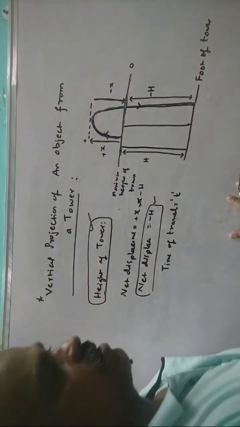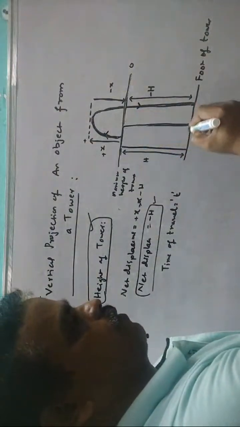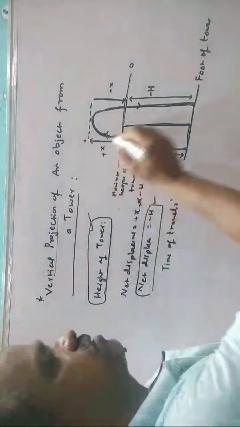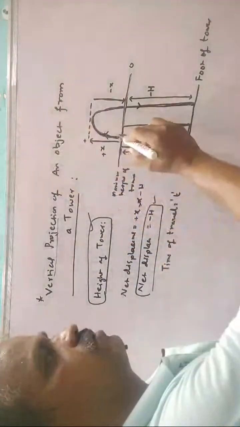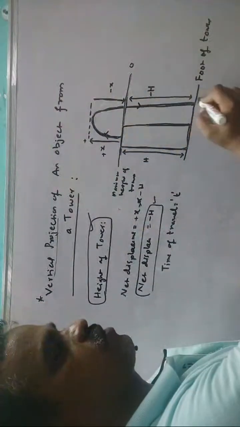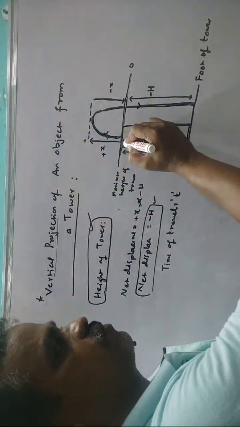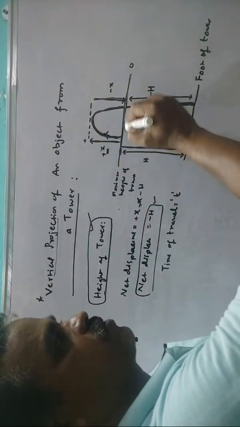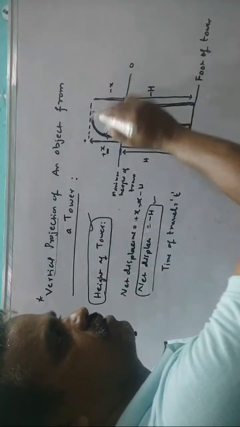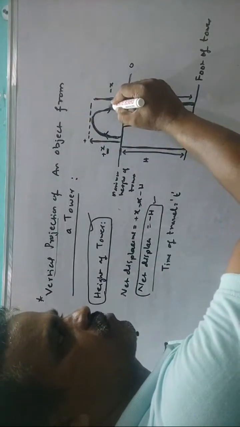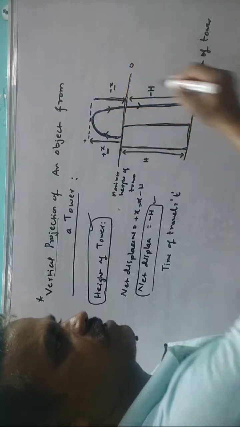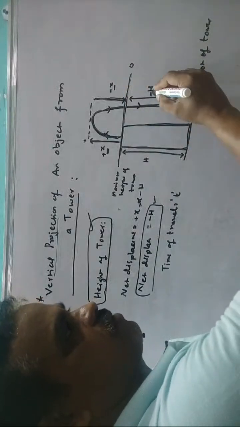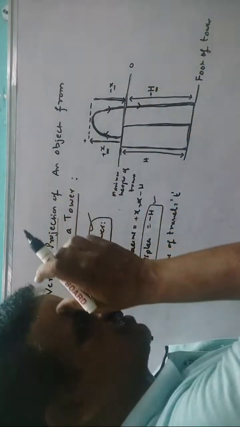So this is a tower which has height capital H. Then we project vertically. So we projected the body vertically up, then it goes to maximum height, then comes back to the foot of the tower. The displacement covered by the body in this direction is plus x, then it comes back from the maximum height point to the tower point, which is in the opposite direction, so plus x becomes minus x. So below the origin, if it is a reference point, the height of the tower here becomes minus h.